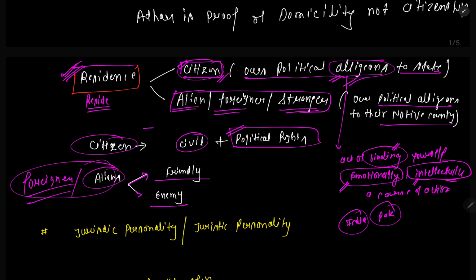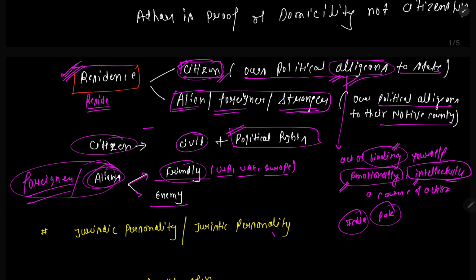A friendly alien is someone who is a citizen of a country with which India has a good, healthy relation, just like we talk about the people of the USA, UAE, and Europe. So if any people from there are coming to India and living here for some work, they are aliens, but they are friendly aliens.